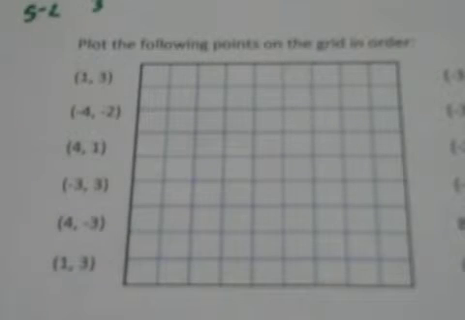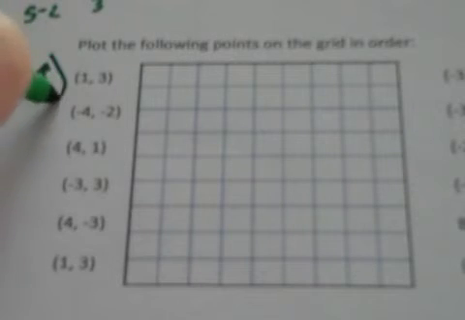Alright, now we're going to practice plotting points. And the funny thing is, a lot of you have been plotting them backward. What I want you to remember is that the first number is your x value, and it tells you whether you should go left or right. Your second number is your y value, and it tells you whether you should go up or down.